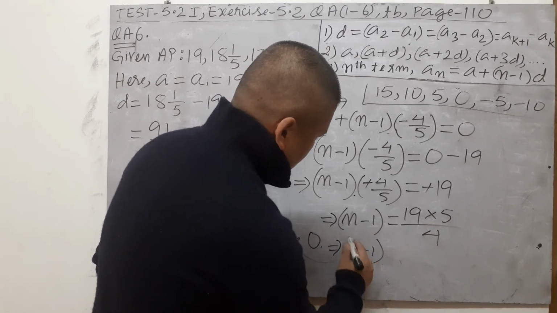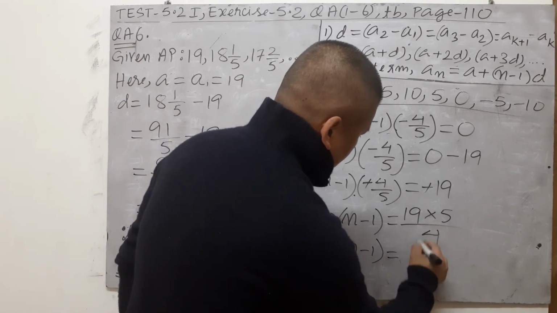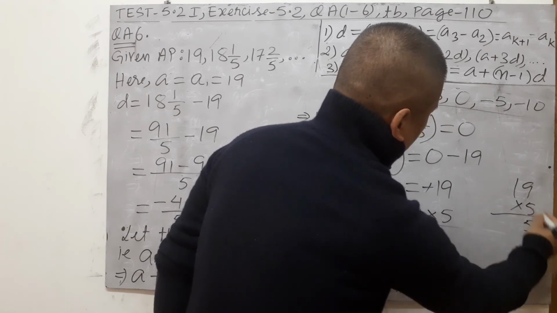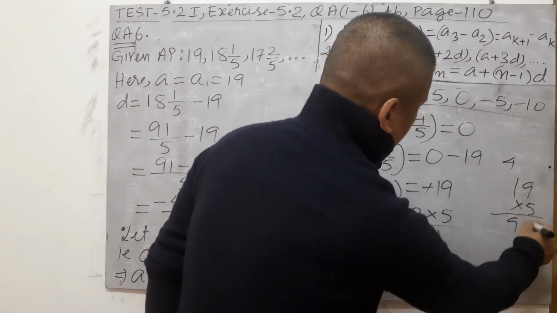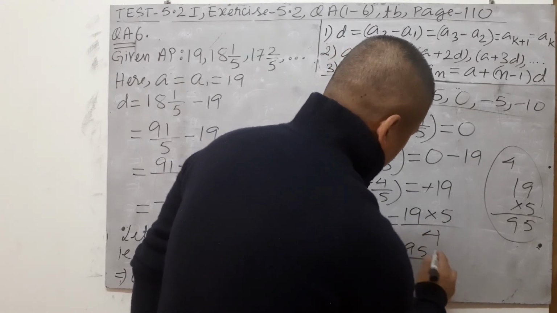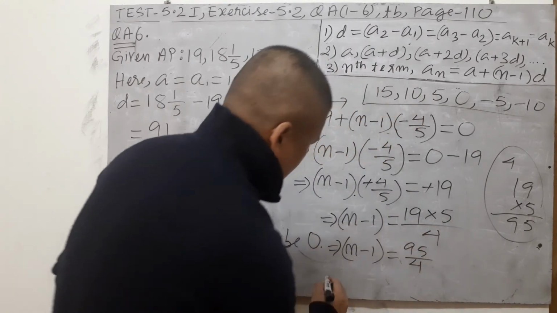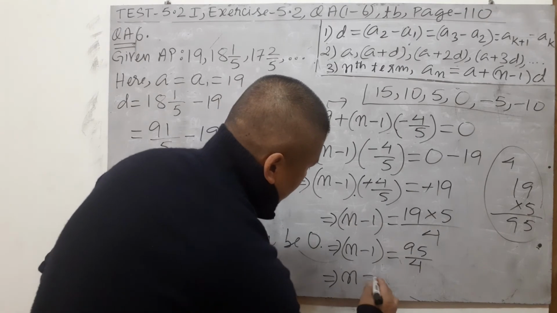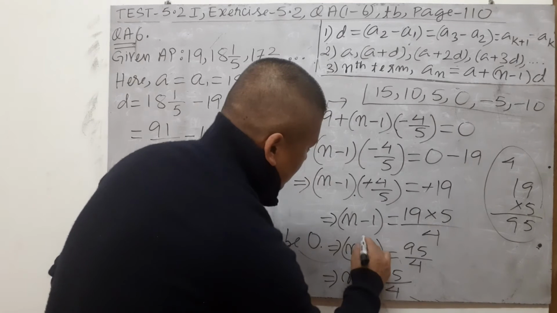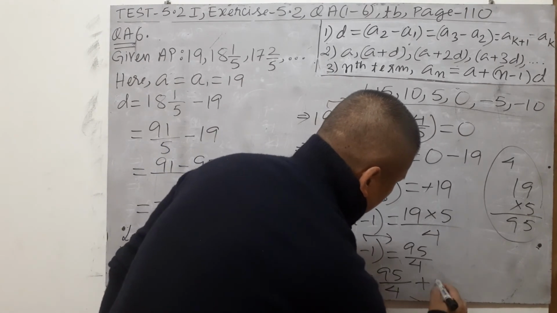So that is going to give you n minus 1 is equal to 5 9s are 45, 5 1s are 5, so 95. 19 into 5, 95 divided by 4. So that gives you n value will be equal to 95 by 4, and if you shift this minus 1 to the right side, it becomes plus 1.